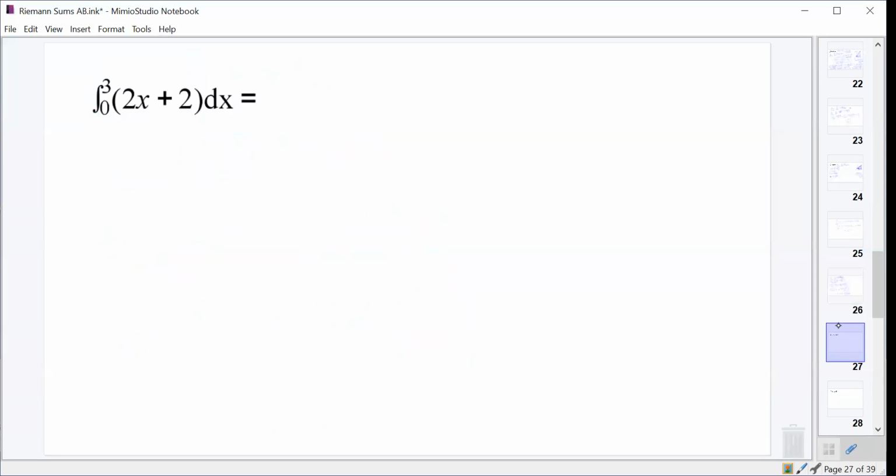Let's try to do another one. We're going to do the integral from 0 to 3 of 2x plus 2. So let's sketch it first. Should probably make it a little steeper. From 0 to 3, it looks like this. Okay. And we're looking for that area. I'm not going to bother to find it first this time. Let's just do the integral and see if we can come up with it.